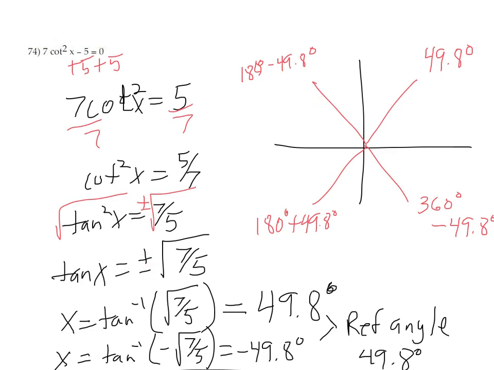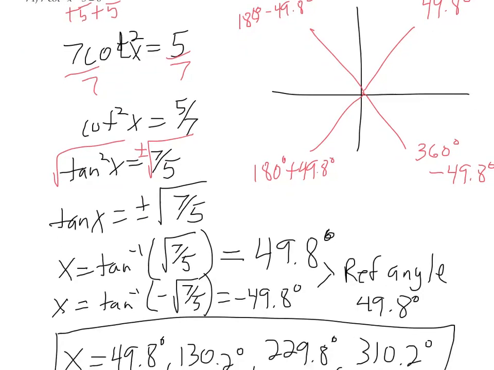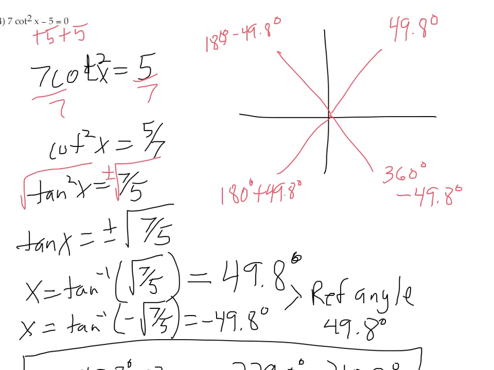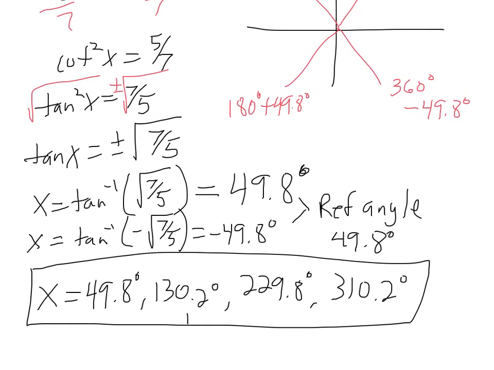So then when we went to arc tangent of one of them, it gave us a reference angle, and then we worked out the four quadrants of reference angles. Again, if this is 49.8, this is 180 minus 49.8, 180 plus 49.8, and 360 minus 49.8. And we arrived at our four final answers.